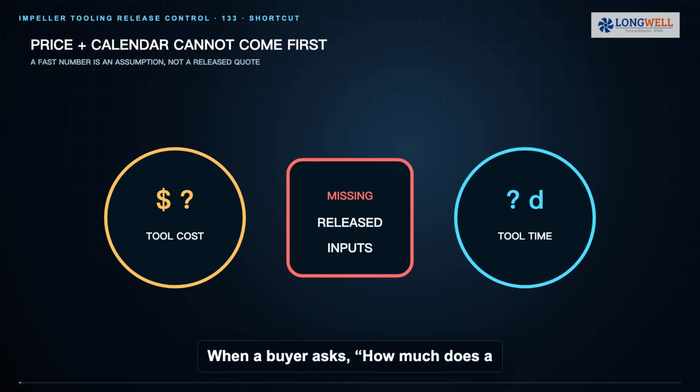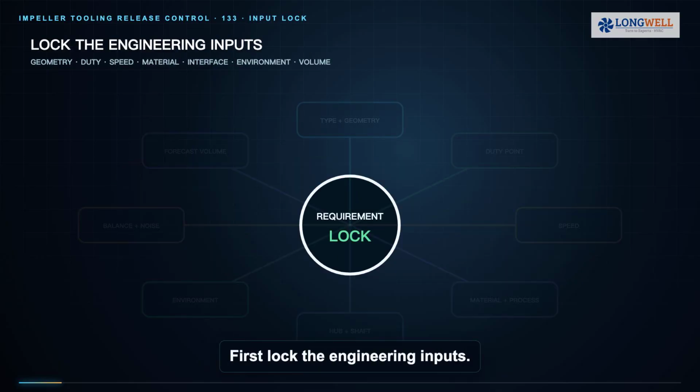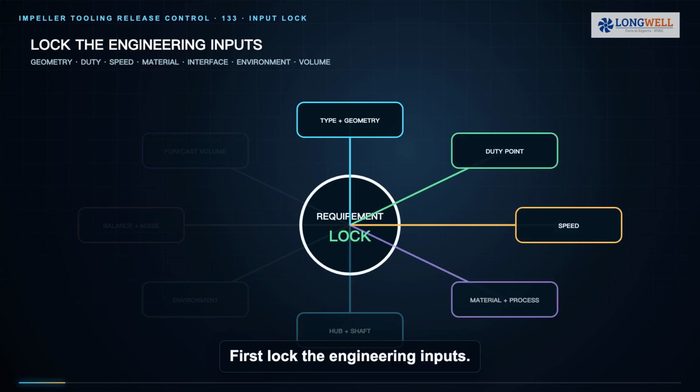When a buyer asks, "How much does a custom impeller tool cost, and how long will it take?" the honest answer cannot start with one number. The tool depends on what must be produced, how it will be made, how performance will be verified, and what production volume the tool must support. A quick price without a released requirement is not a quotation, it is an assumption with a currency symbol and a date attached. First, lock the engineering inputs.